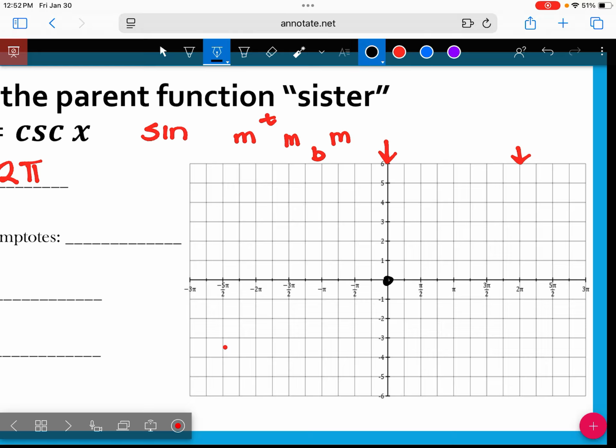I got a point here at 0. Then I go to the top, which means I'm just going up 1. Then I go back to the middle. I'll go to the bottom, back to the middle. I want you to continue graphing those points until you get to the edge. Notice it's a wave.